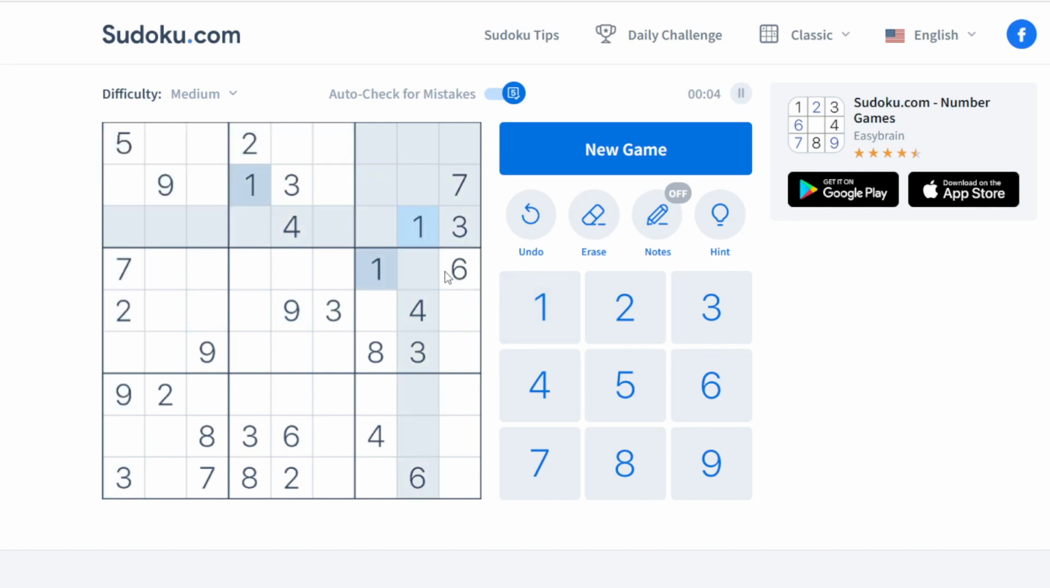All right, first we'll take a look at the 1's right away. We can make a note right over here. We know that the 1 has to be in one of these 3, but I'm not going to note it since there are 3 possible squares.